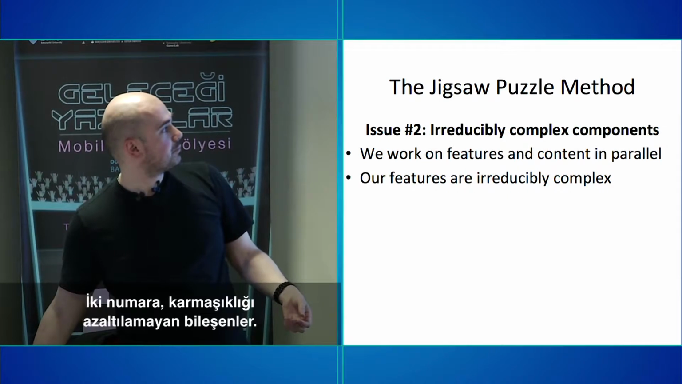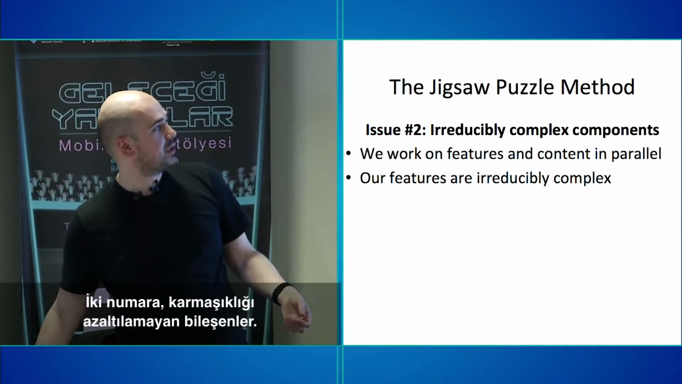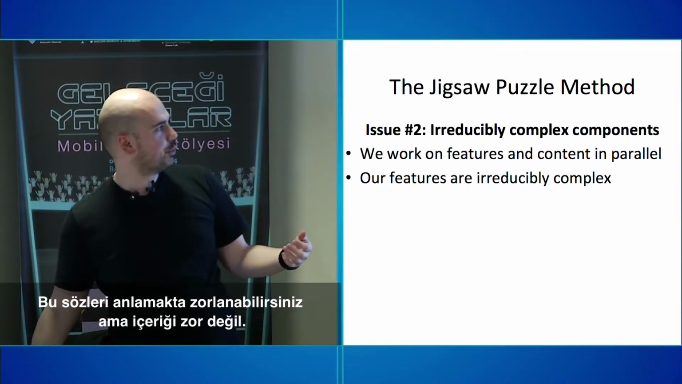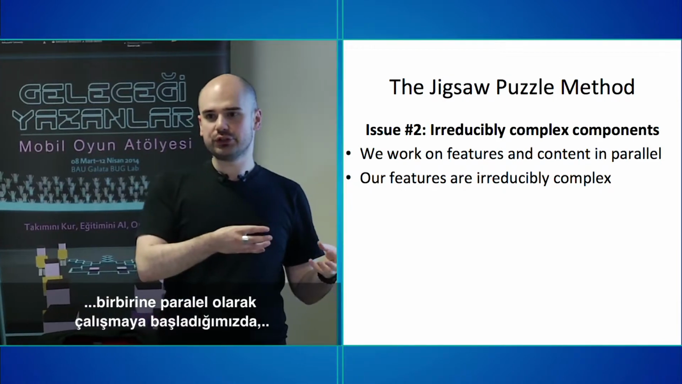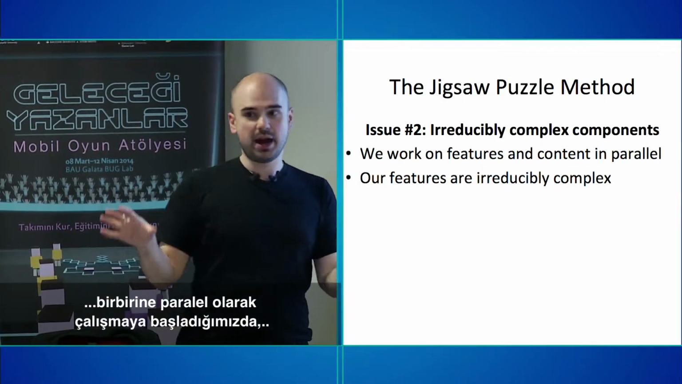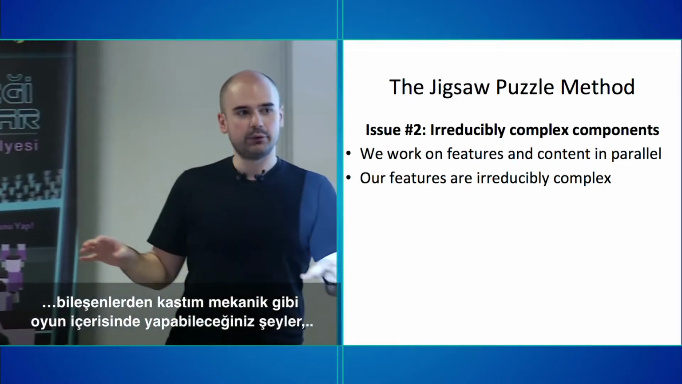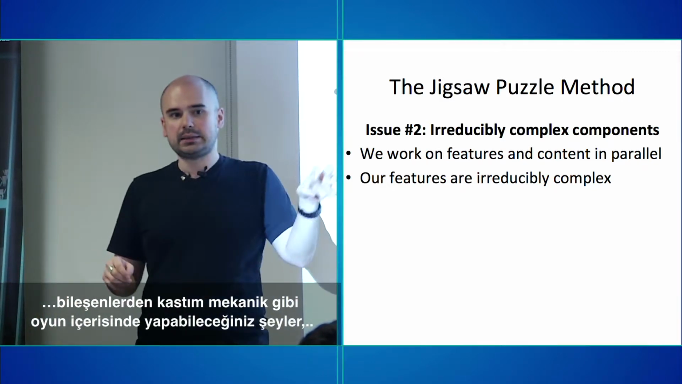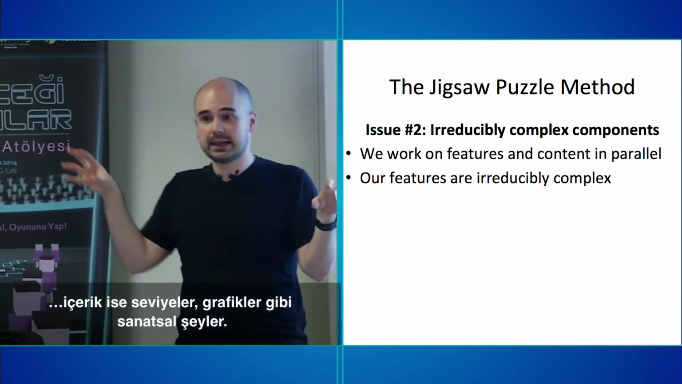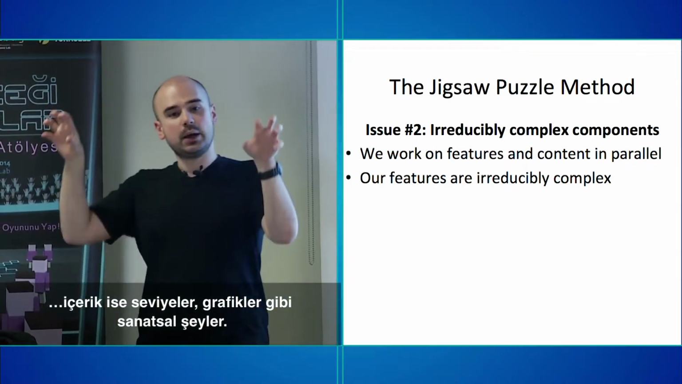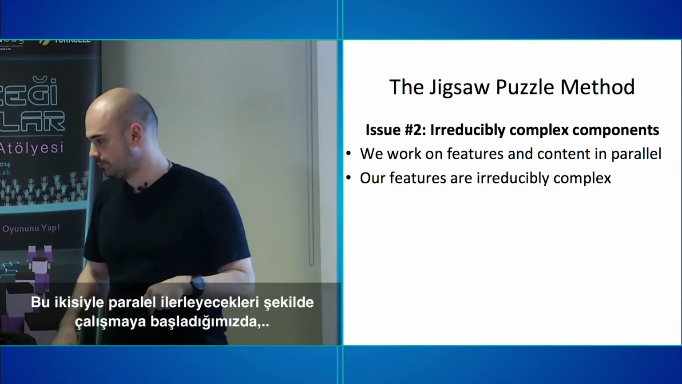Number 2, irreducibly complex components. This is difficult from a language point of view, but it's not really that hard. The idea is we start working on features and content in parallel, right? So everyone knows what a feature is. It's like mechanics, whatever, stuff that you can do in the game. And content is stuff like levels and graphics and art assets and stuff. And we're working on these two in parallel.